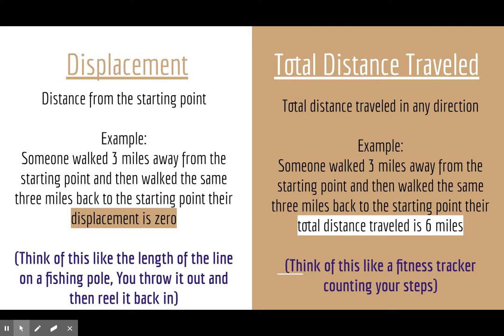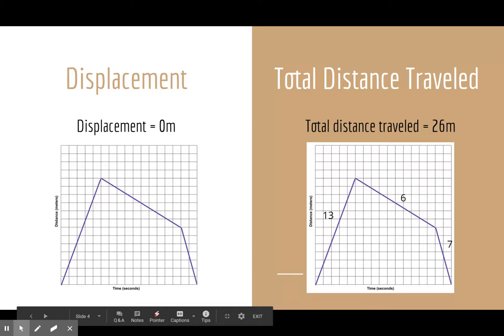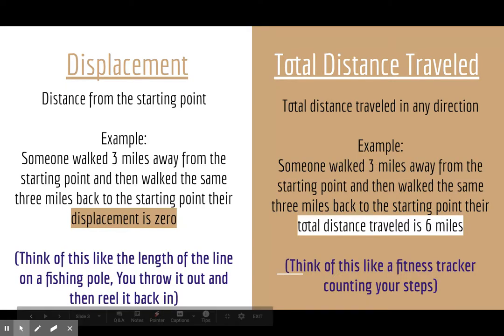Now, let's say you throw 3 meters out and you leave it there. That displacement is the 3 meters. Okay, so if you're 3 meters away from where you started, that is your displacement. Now, in this example, the person went back to where they started, so their displacement is 0, okay?